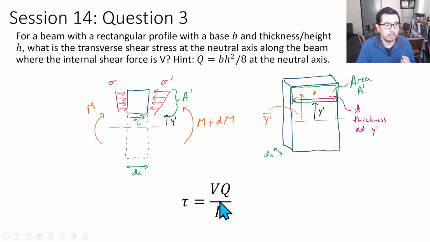But we're giving you V, we're telling you what Q is with this expression, and this is at the neutral axis for a rectangular profile. You know how to calculate I for a rectangular profile, and we know what the width is here. The width is going to be the base B. So take a few minutes, run the numbers that you might be given, and calculate what the transverse shear stress is. And I'll see you for the next portion. Thank you.